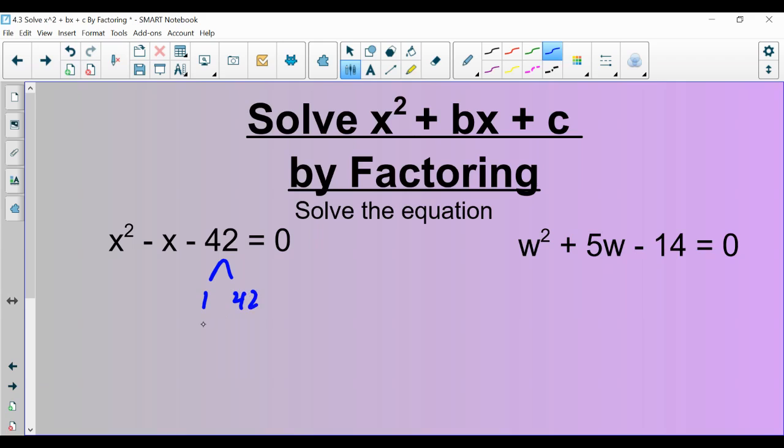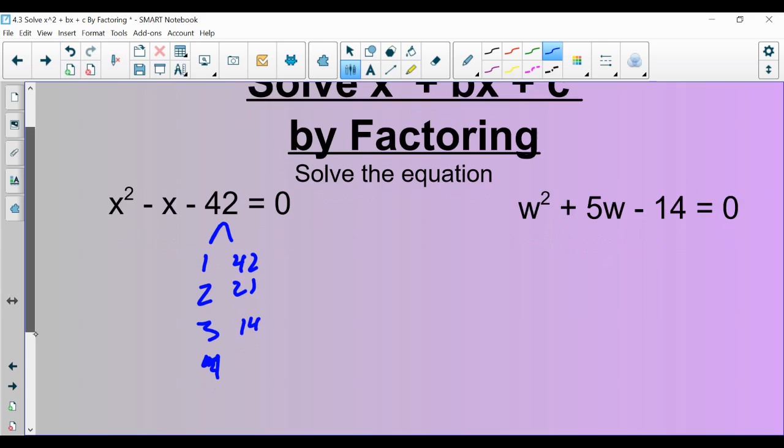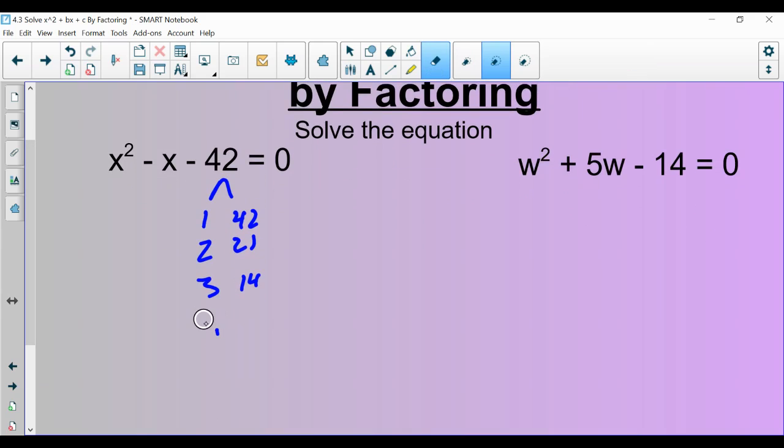That would be 1 and 42, 2 and 21, 3 and 14, since 42 divided by 3 is 14. 4 doesn't work. 5 doesn't work. 6 does. 6 and 7, right? So our middle term here is -1. We need to pick the factor pair that gets you to -1. 1 and 42 never would. 2 and 21 never would. 3 and 14 will never add to -1. But 6 and 7 could.